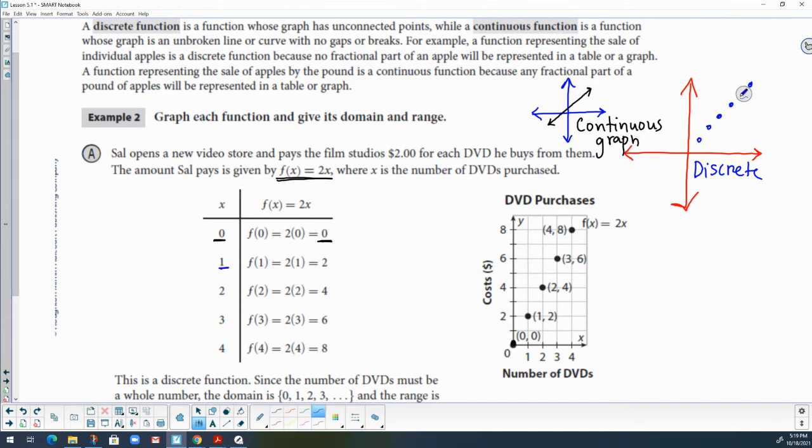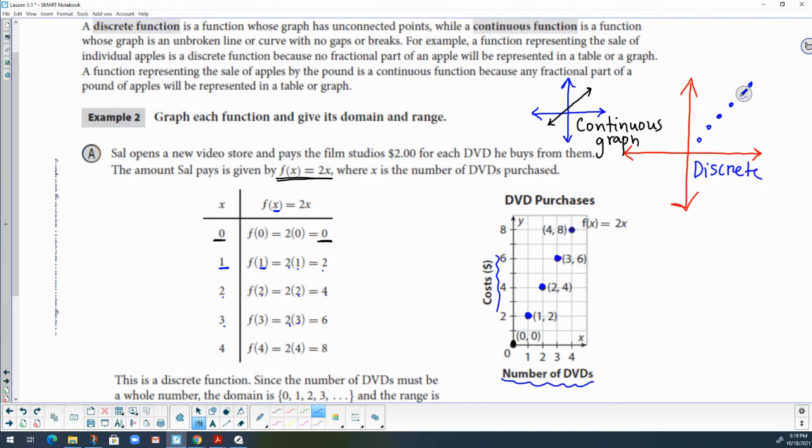If he buys one video, we substitute that in for x, 2 times 1, so that's 2. If he buys one video, he pays $2. You can see here my x value is the number of videos, and my y value is the cost that Sal is going to pay. So with 2 videos as my input, my output is 4. He's going to pay $4, so I'm going to graph (2, 4). And then 3 videos, 3 times 2 is 6, so my output is 6, so (3, 6).